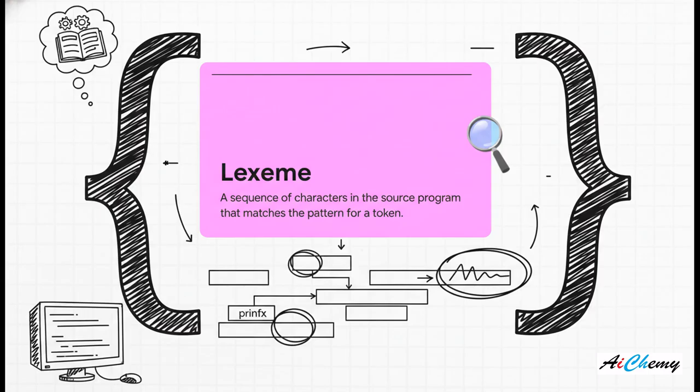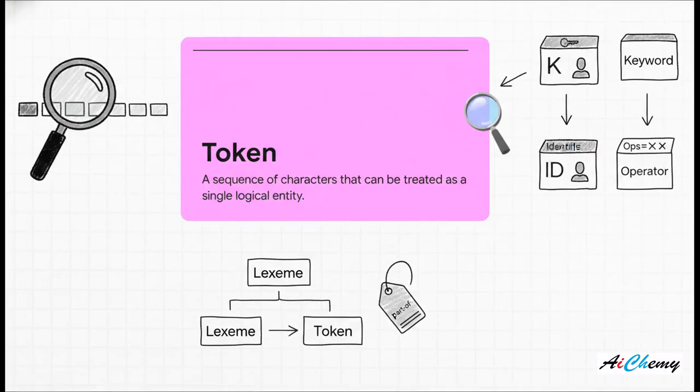Now that sounds fancy, but a lexeme is just a sequence of characters from the code that clumps together. The easiest way to think about it? It's just a word. In our Hello World example, printf is a lexeme, and so is the text inside the quotes. Simple as that.